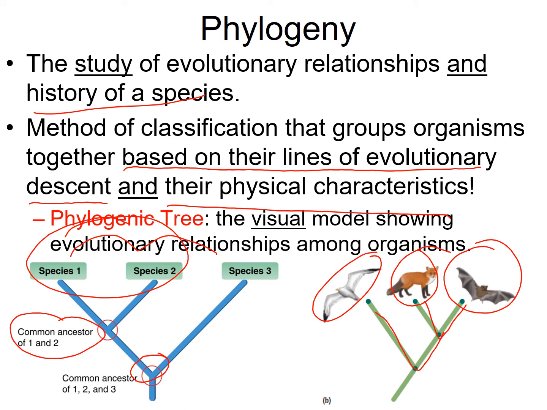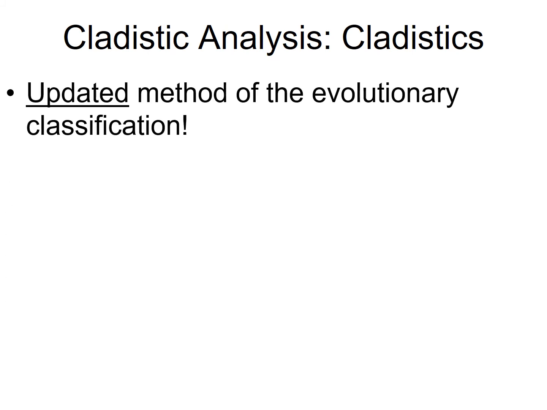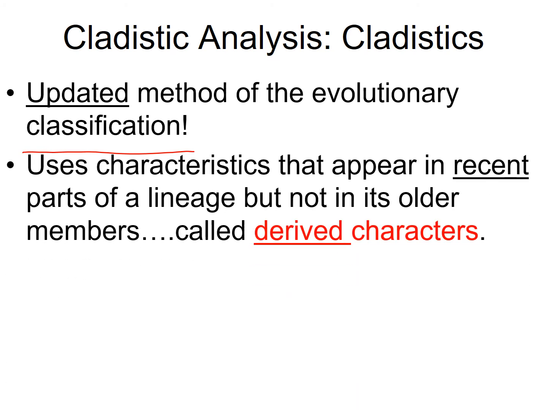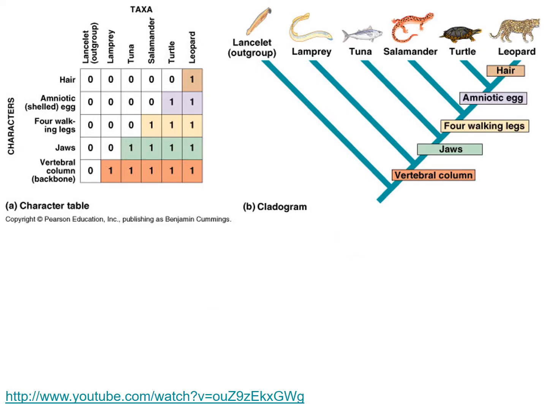Phylogenetic tree is just a visual model of evolutionary relationships. So then we have a cladogram. So this is just the updated method. So yes, we use the phylogenetic tree, but the cladogram is what we kind of try to use here. This is more recent. Remember that one was based off the history. This is based off the more recent, and this is called derived characters. These derived characters construct the cladogram, and this diagram shows the evolutionary relationships among a group of organisms, just like a phylogenetic tree, but remember phylogenetic tree is based off the history. Now we're going to do the recent.